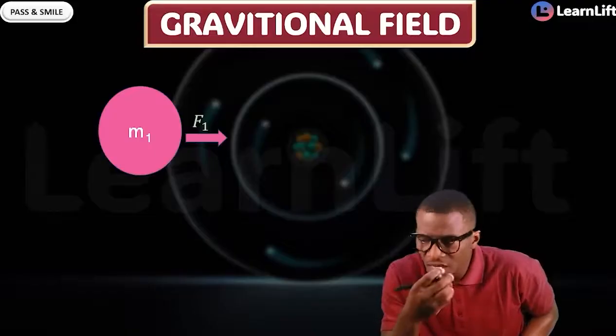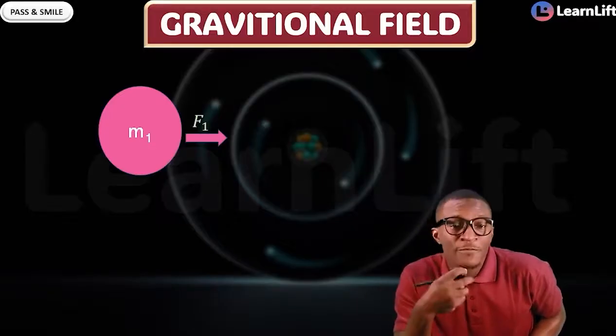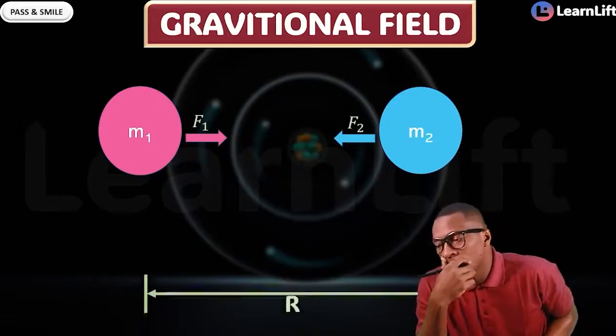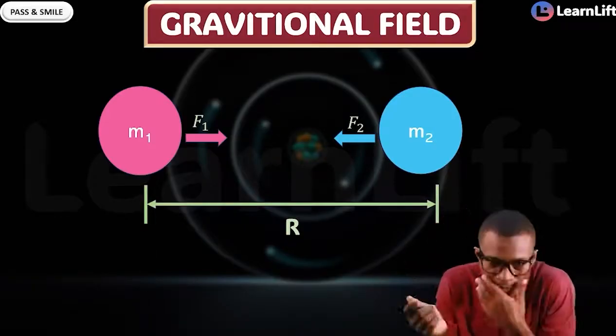Let's see, we have two bodies. Those bodies have mass M1 and a force, and we have another body, M2, and a force 2. Both of them are separated by a distance, which is R.